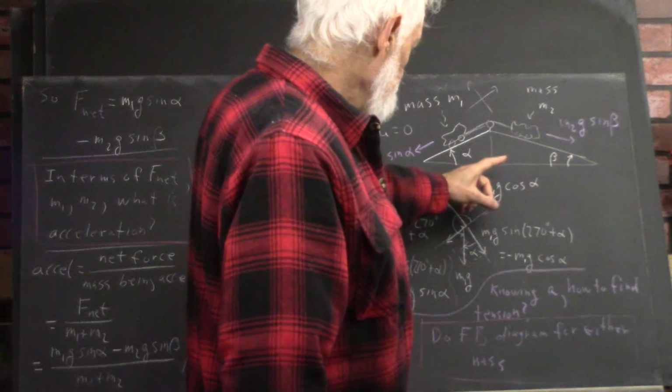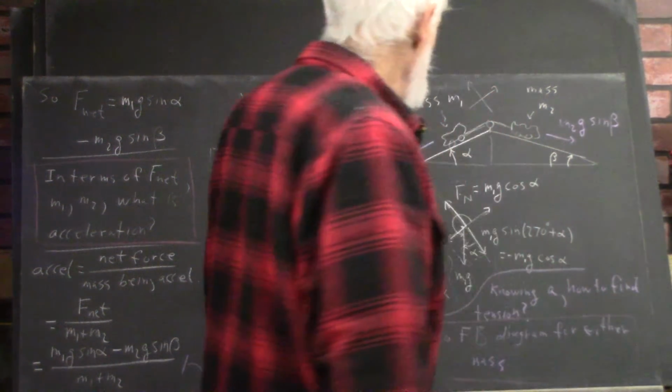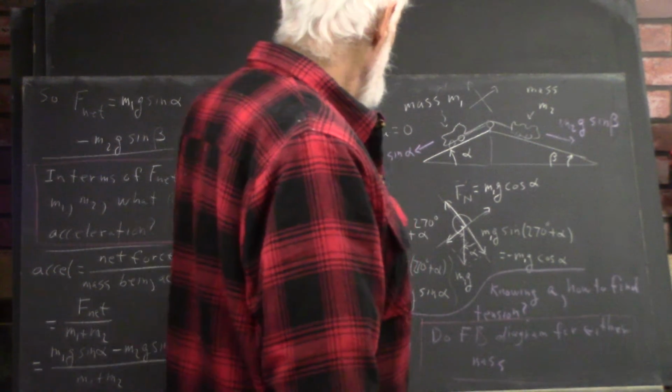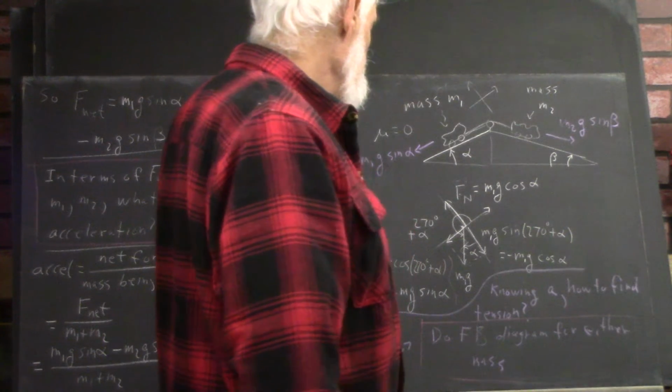Now this being the positive direction is going to be down the incline. That's where this one comes from. Similar free body diagram gives you this.